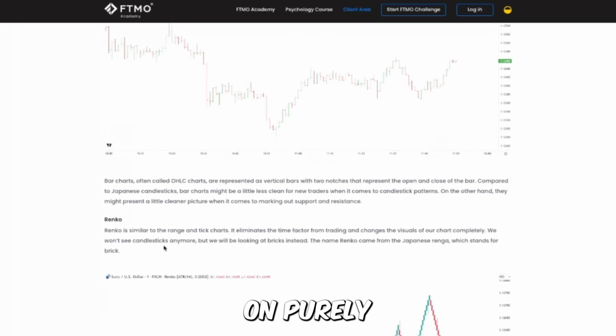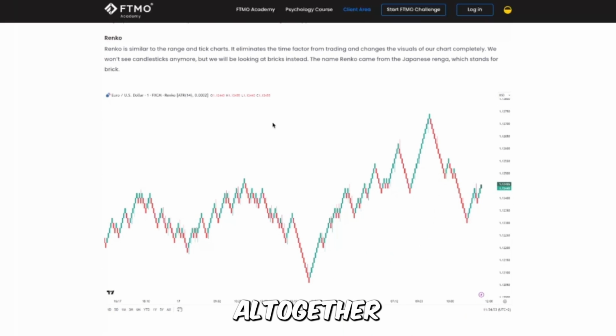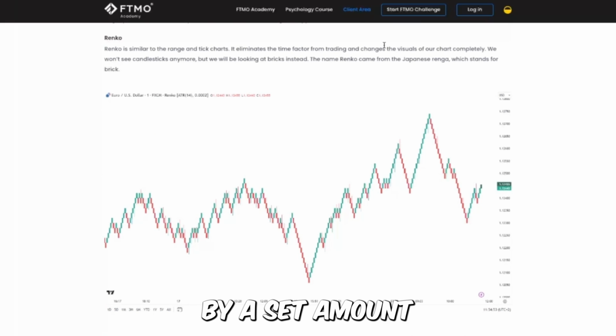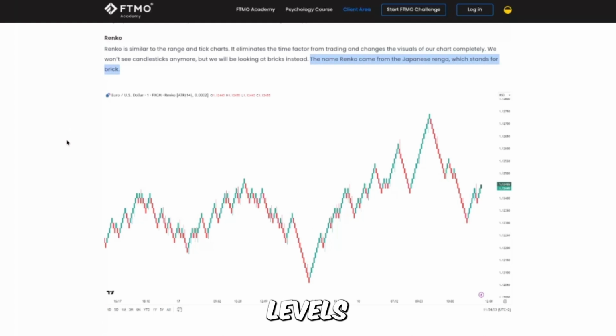Renko charts focus purely on price movement, ignoring time altogether. Instead of candles, Renko uses bricks that form only when price moves by a set amount. This makes them perfect for filtering out noise and highlighting key support and resistance levels when charting.